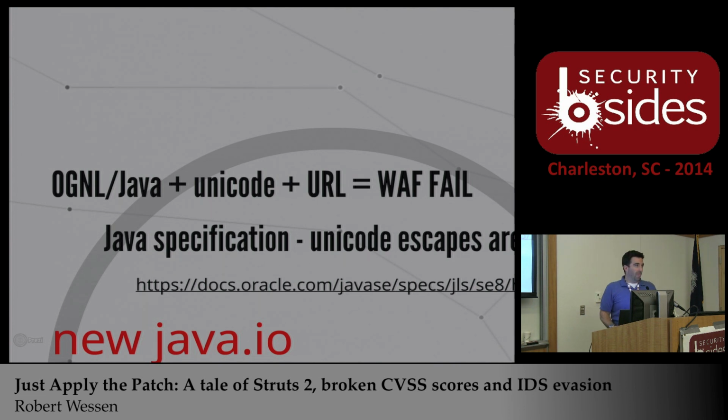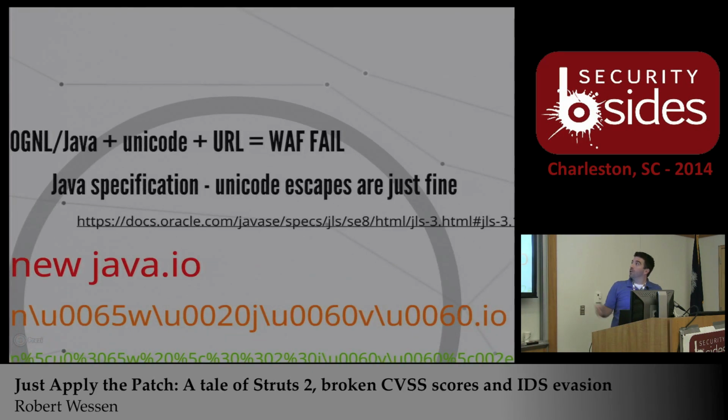So I said, all right, now we're going to start taking advantage of the differences in the different layers that we're going through. OGNL and Java support Unicode, awesome. You can URL encode things, percent encode things. That's just standard web stuff at this point. If you look in the Java docs, you can put Unicode escapes into Java code. Did anybody know that? I didn't know that before I started looking at this.